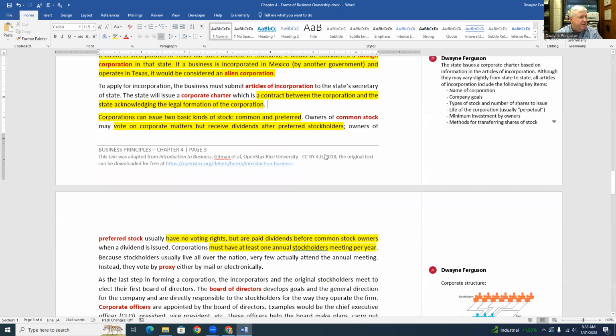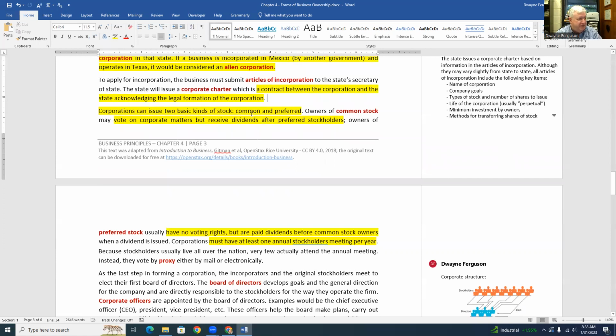Corporations can issue two kinds of stock: common stock and preferred stock. If you're a common stockholder, you vote on corporate matters, but you receive dividends only after the preferred stockholders. I've only ever bought common stock. I've never bought any preferred stock. But if you are a common stockholder, you get one vote for each share that you own at the stockholders meeting. That's the advantage. The disadvantage is they're going to pay dividends out to preferred stockholders first.